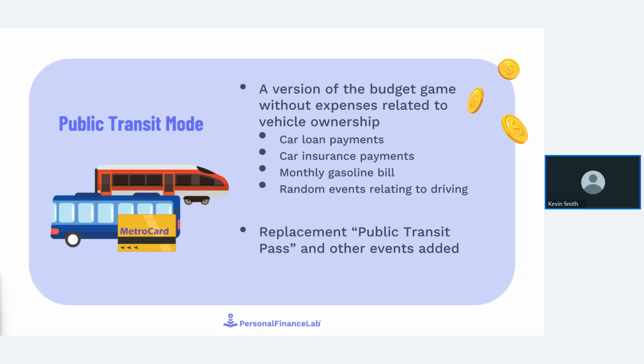And so we have what we call the public transit mode, where in this case, the student doesn't have a car. They're expected to get around by public transit, taking the bus or taking the train. That also means that all the random events that happen in the game that are based on car ownership have been replaced with events that have to do with public transit as well. So what does this actually mean for your class?